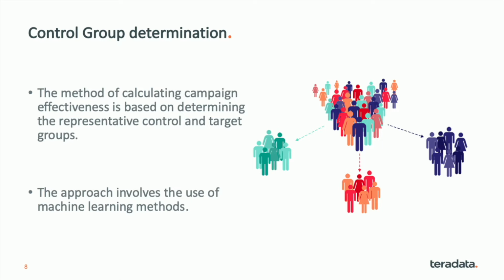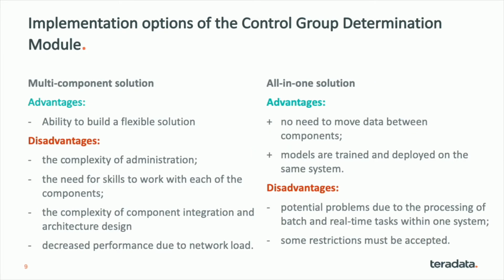But how did we find this approach? There were two ways. The first one was creating a multi-component solution, and the second was an all-in-one solution. What is a multi-component solution? It is the way when we have a minimum of two tools. The first one for storing data. We needed to store customer profile, contact history, and so on. And the second for creating the model and doing clusterization.